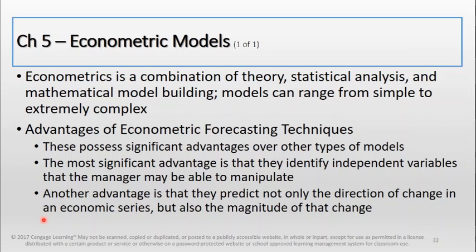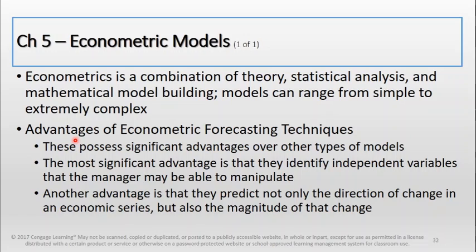Another forecasting technique is your econometric models. Econometrics is a combination of theory, statistical analysis, and mathematical model building. Models can range from simple to extremely complex. Econometric techniques for demand estimation were already discussed in the previous chapter.